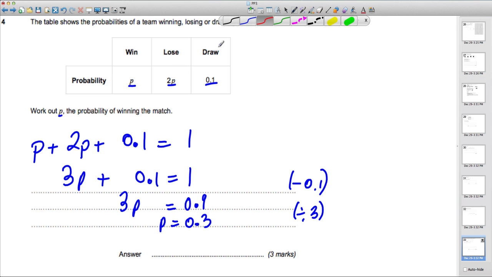Double check it works. If that was 0.3, 2p would be 0.6. Do they add up to 1? Yes, indeed they do. So p is equal to 0.3. Again, very easy.